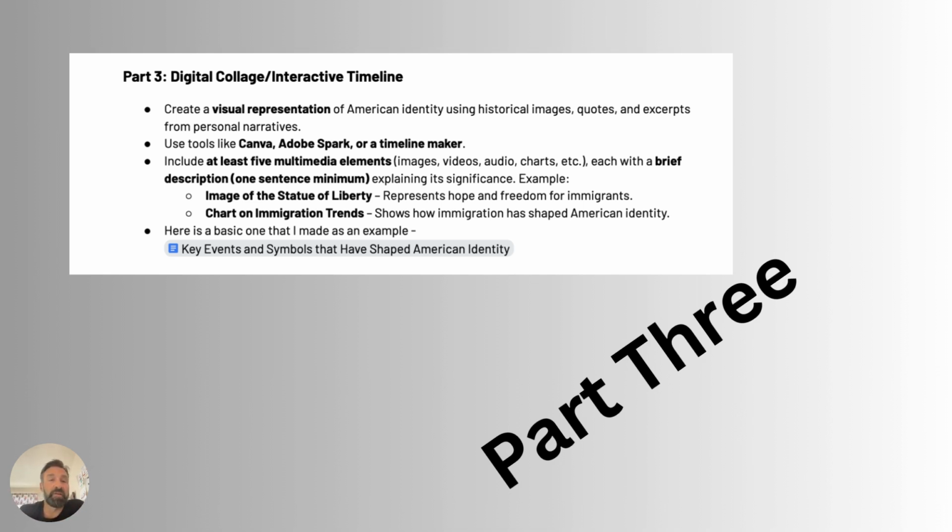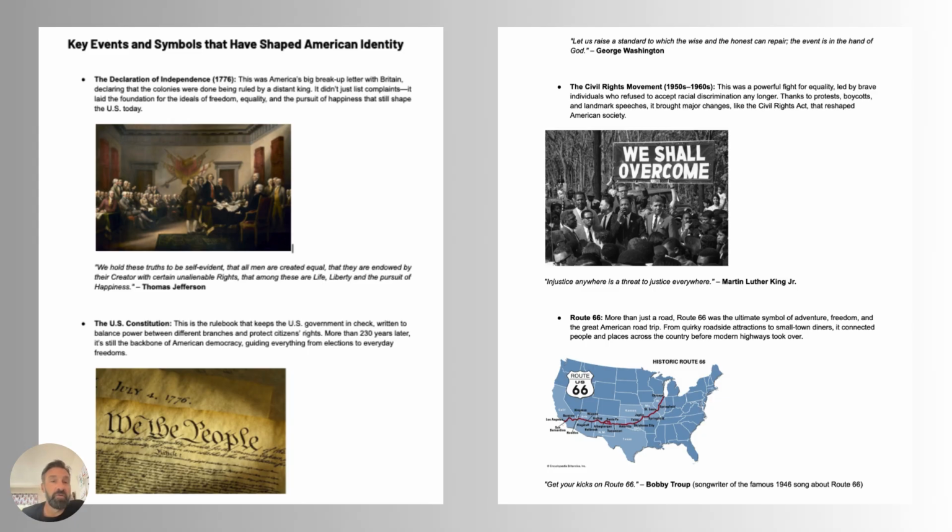But you're going to have a 1 sentence description for each of the events, and I'll show you what that looks like. But it should look similar to this. So you have a declaration, like for instance, these are 4 of them. There's another page on this. So when you pull this up on the document for the project, you can see these things. So, Declaration of Independence. This is America's big breakup letter with Britain, declaring that the colonies were done being ruled by a distant king. It didn't just list complaints, it led to the foundation for the ideals, freedom, and equality, and the pursuit of happiness that still shape the U.S. today. So that's my summary of it.